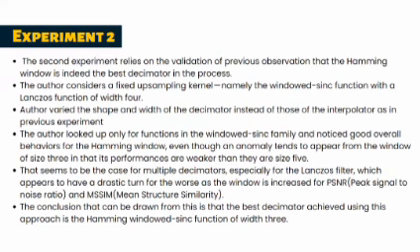The second experiment conducted is as follows. The second experiment relies on the validation of the previous observation that the Hamming window is indeed the best decimator in the current process. The author considers a fixed upsampling kernel, namely the windowed sinc function with a Lanczos function of width 4. The author varied the shape and width of the decimator instead of those of the interpolator as in the previous experiment. The author looked only at functions in the windowed sinc family and noticed good overall behavior for the Hamming window, even though an anomaly appears at window size 3, in that its performance is weaker than at size 5.